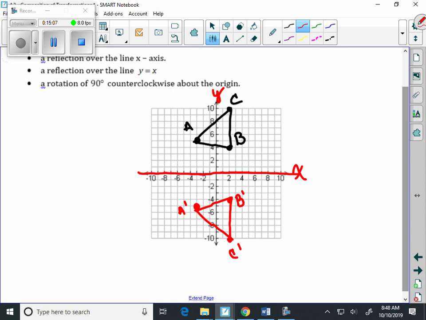So now we're going to take this red triangle and reflect it over the line y equals x. Just a reminder here that the line y equals x goes from the lower left-hand of the graph to the upper right-hand of the graph through the origin. I tend to draw it with a dotted line.